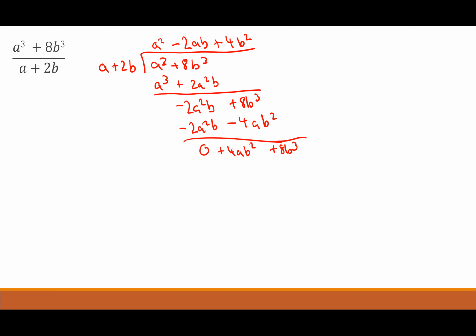4b squared is going to be 4ab squared there, plus that's going to be 8b cubed, and that's going to leave me with 0.